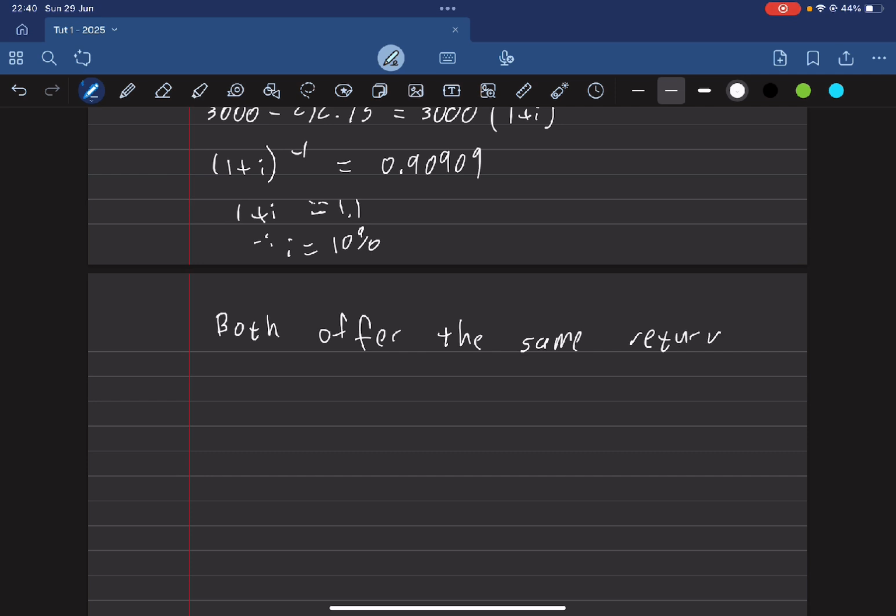And if you want to sound really fancy, you can say, therefore, she is indifferent between bank A and B. Cool, and that's question 3.